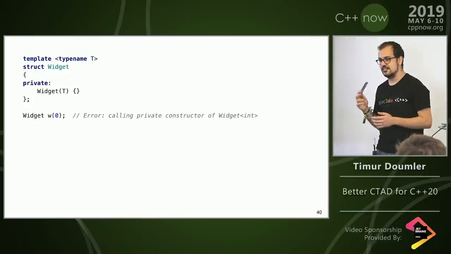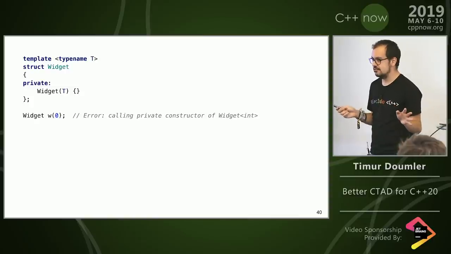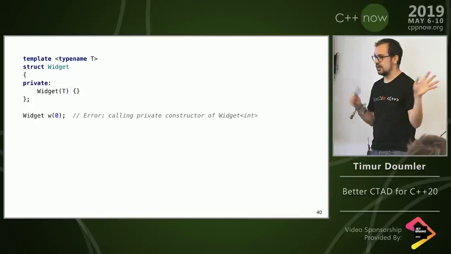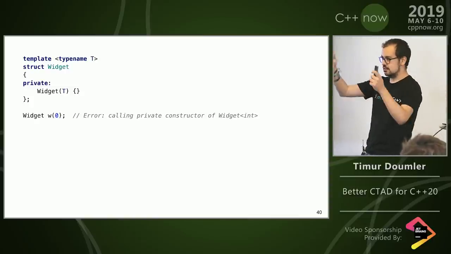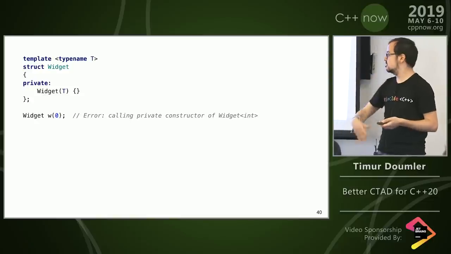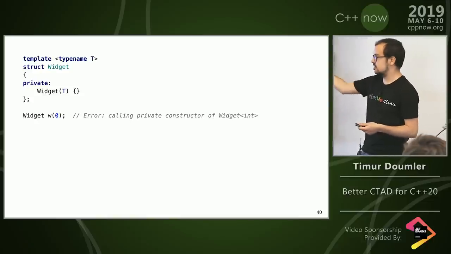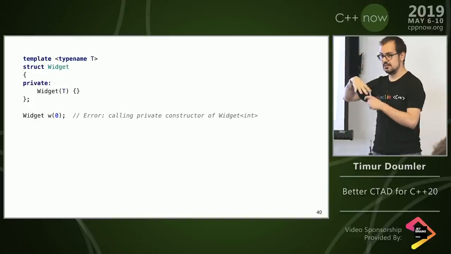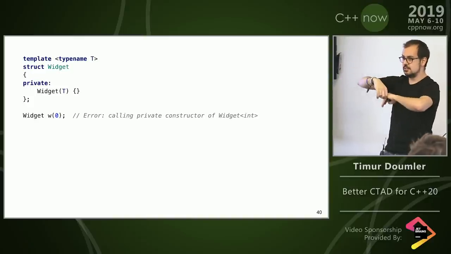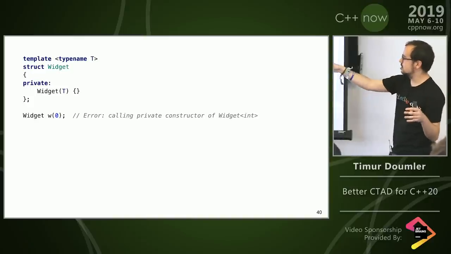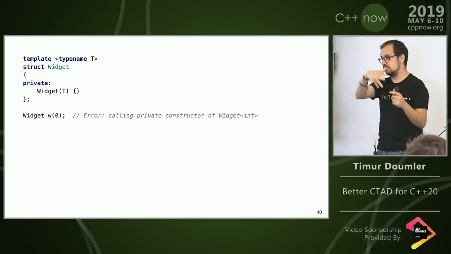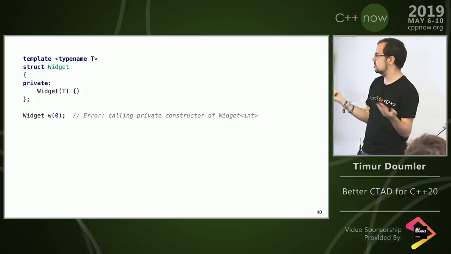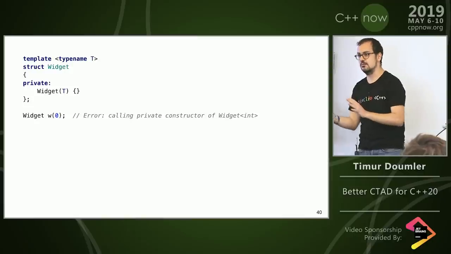That's the thing. So CTAD does not call anything, right? It doesn't call any function. It doesn't care about private or whatever. It just does this overload resolution thing. And it doesn't care about private because it's not going to call it. So it's going to deduce widget int. It's going to succeed. These synthesized functions will go away, and then we're going to evaluate widget int w0. And then that's going to fail because we're calling a private constructor. But that's like a separate step.